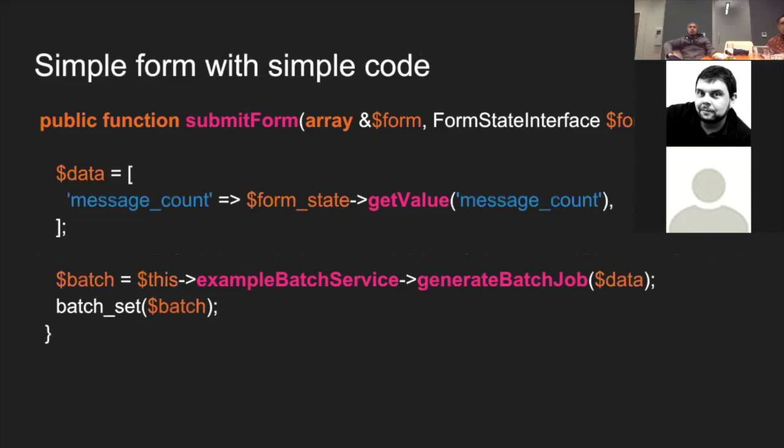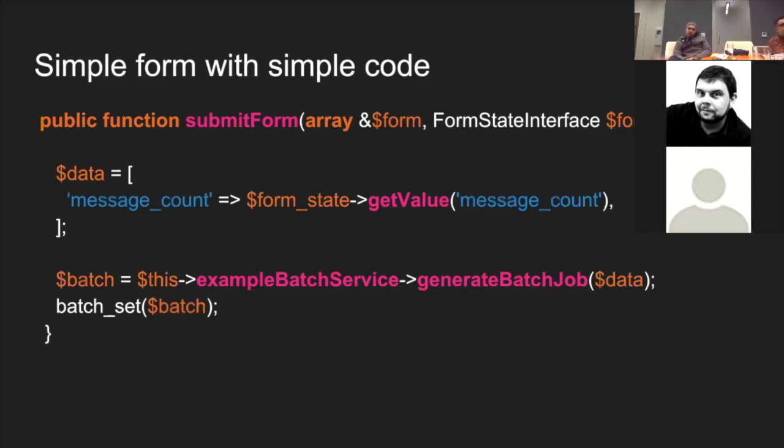So the form, when you're kicking off batch jobs, typically you start with a form. So you're creating a form or you're adding a submit handler. This is the submit handler from the form we'll look at in a couple of minutes. And all it's doing here is the form has a value of message count. How many messages do I want to bring?